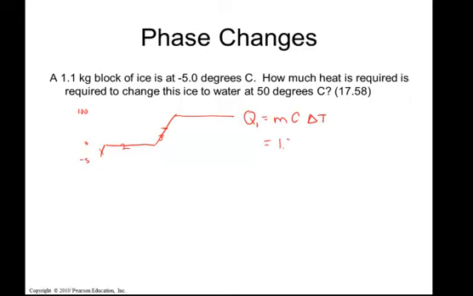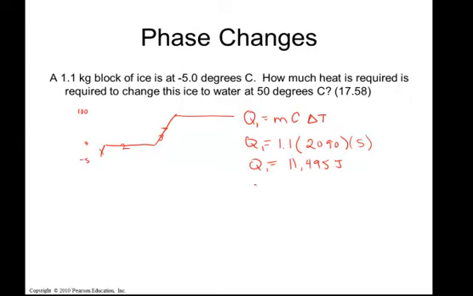I'm going to do the first segment first, and this is going to be my mass, 1.1, times the specific heat of ice. So I'm going to have to go back to that chart and look at the specific heat of ice, and I find that that is 2090. In that case, my temperature change is from -5 to 0, which is 5 degrees. I'm going to multiply all those together, and I get 11,495 joules. And that's the first segment.